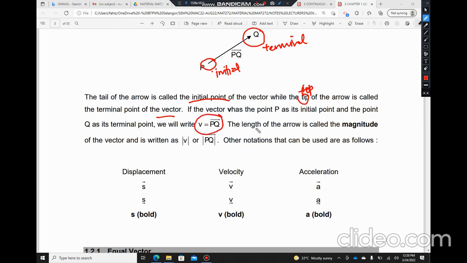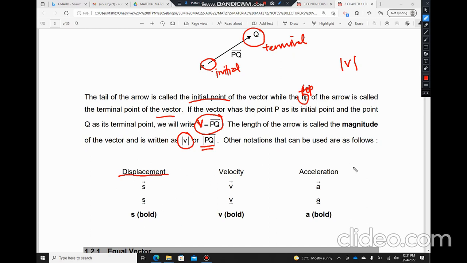So yang ni cara kita nak tulis vector. Dia mewakili V. Biasanya V ni kita boldkan. The length of the arrow is called the magnitude of the vector and is written as, so yang ni dia mewakili magnitude. Maknanya kalau awak letak tanda determinant ni, maksudnya dia mewakili magnitude. Other notation that can be used are as follows. So yang ni notation kalau kita nak inform dia adalah displacement. Displacement sama ada awak letak S and then arrow dekat atas, S arrow dekat bawah, ataupun S kita boldkan.